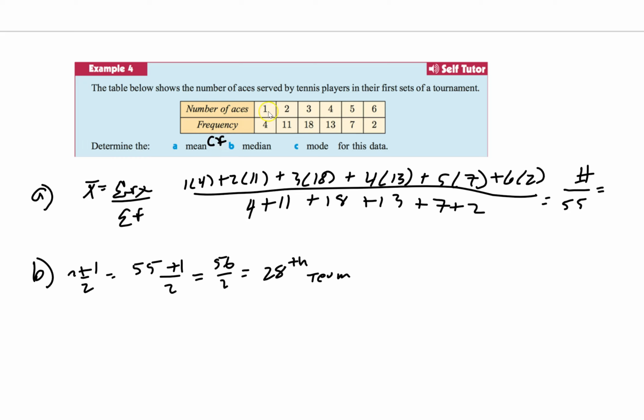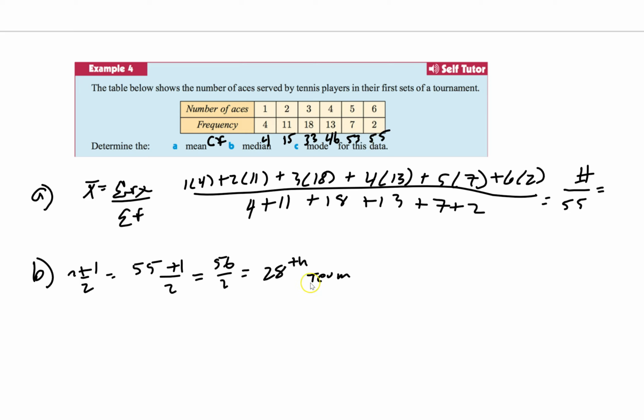So one ace happens 4 times, so our total is 4. And then we have 2 aces happens 11 times, so you just add these two, 4 plus 11 is 15. Then you add that to 18, so 33. Add another 13, so my running total now is going to be 46. Add that to 7, so that's 53, and then add the 2 and you get 55.